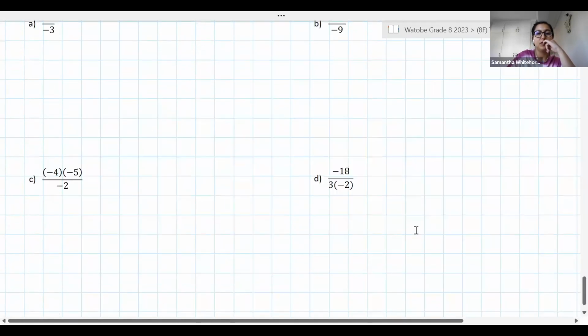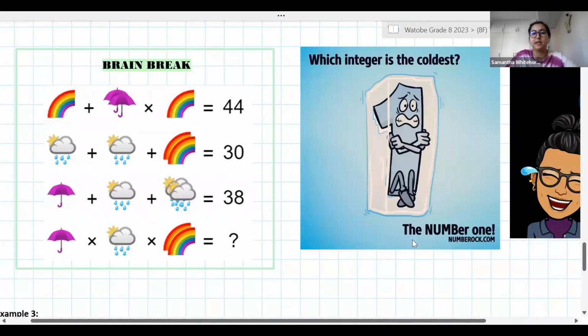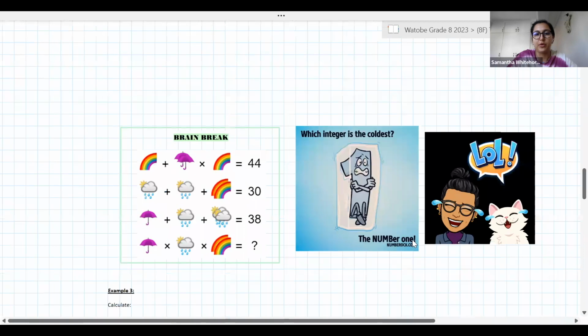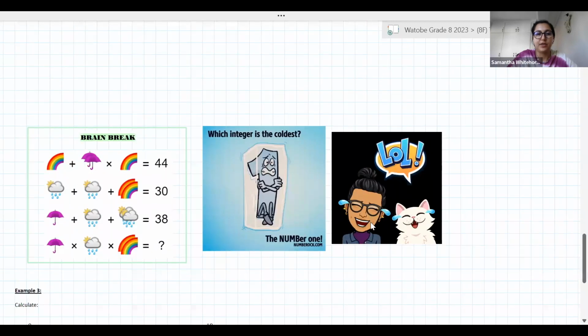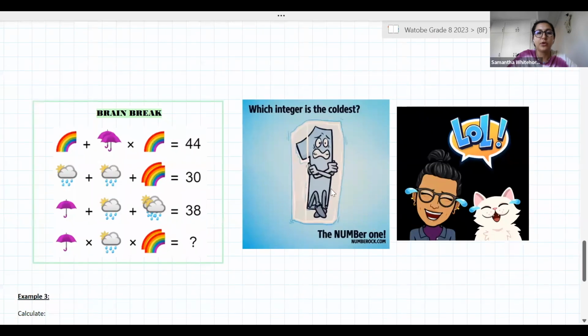For those of you that are new, brain break is basically just us taking a little break from the work that we're doing so that our brains can take a little break before we carry on with work. So this is your brain break for the day. I will be honest, it is a bit of a challenge, but take your time and have a think.